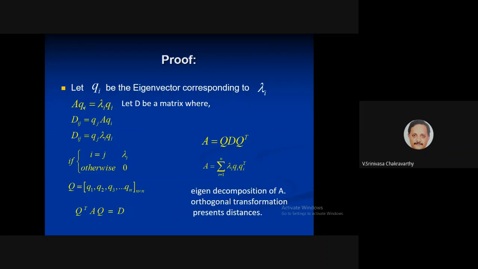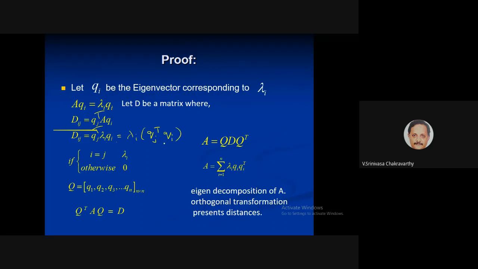So how do you show that? Again, let Qi and lambda i be the eigenvectors and corresponding eigenvalues of the matrix A. That means AQi is equal to lambda i Qi. Now let's consider the matrix Dij, which is given as Qj transpose AQi. Now AQi is lambda i Qi from the first equation. Therefore, this becomes Qj transpose lambda i Qi. Now lambda is a scalar, so I can bring it out. So this becomes lambda i Qj transpose Qi.